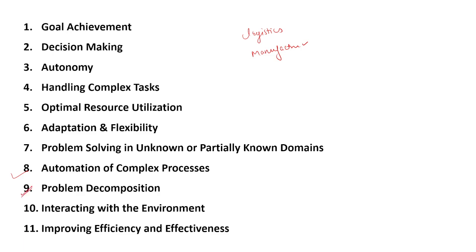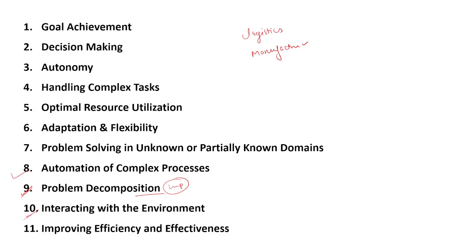Next we have problem decomposition. We have already discussed this particular point. The planning system often decomposes large or high level goals into smaller, more manageable subgoals or tasks. This hierarchical approach makes it easier to solve complex problems just by focusing on one part at a time, helping the AI to solve problems step by step. So problem decomposition is an important role of planning system here.